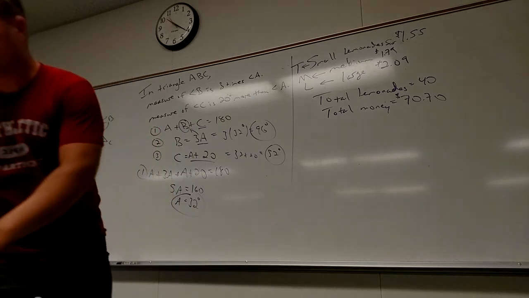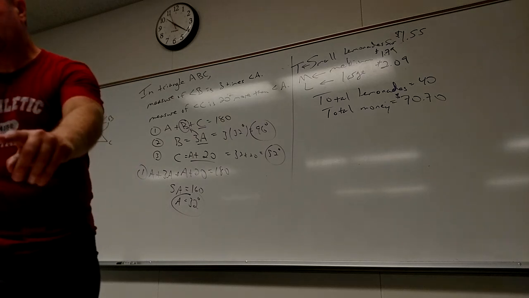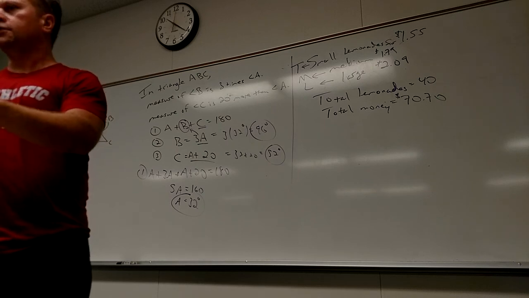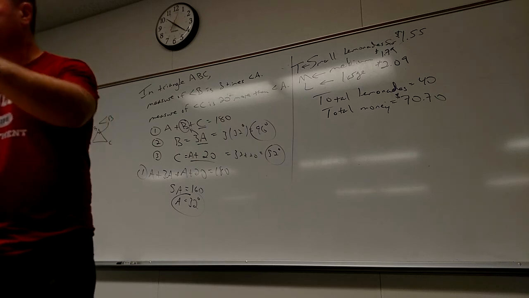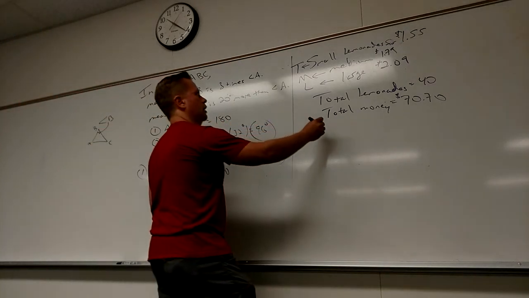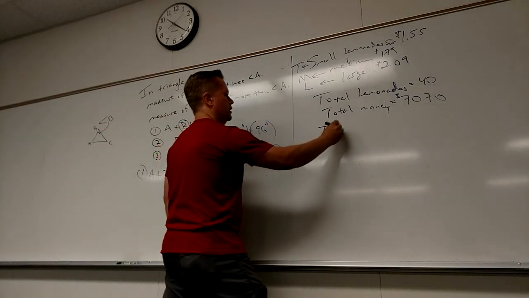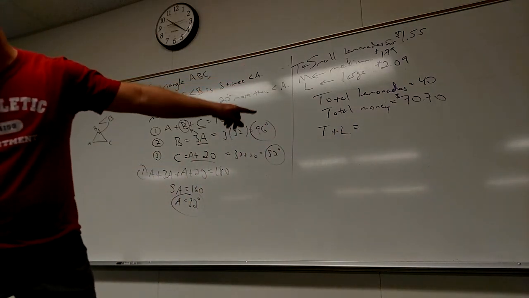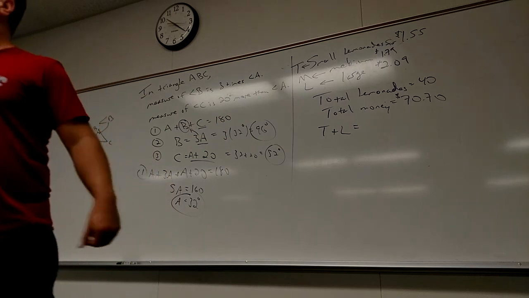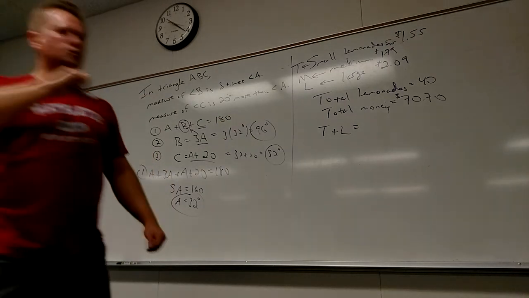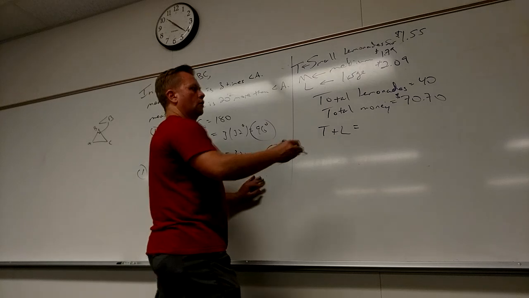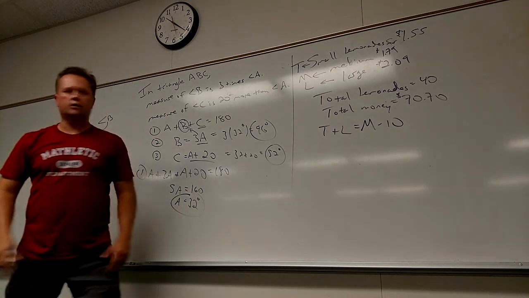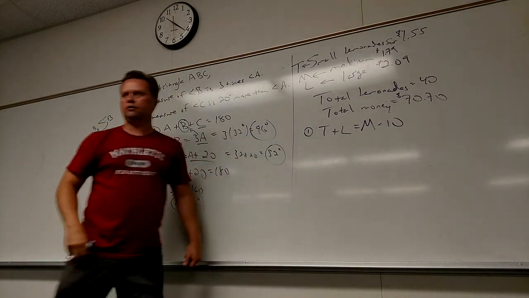So here's the last relationship. The number of small drinks and large drinks combined was... How do you write the number of small drinks and large drinks combined? Yes, so that would be T plus L. Tiny drinks and large drinks combined was 10 fewer than the medium drinks. Good, M minus 10. All right, there's one equation already for me, right?